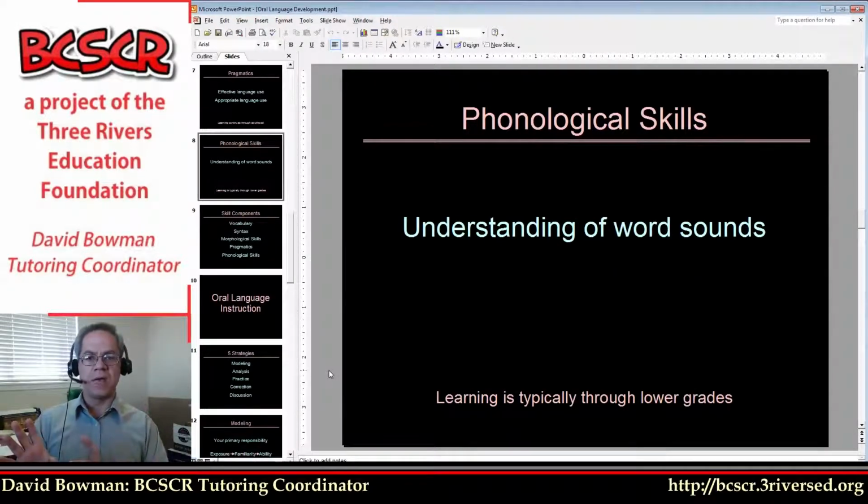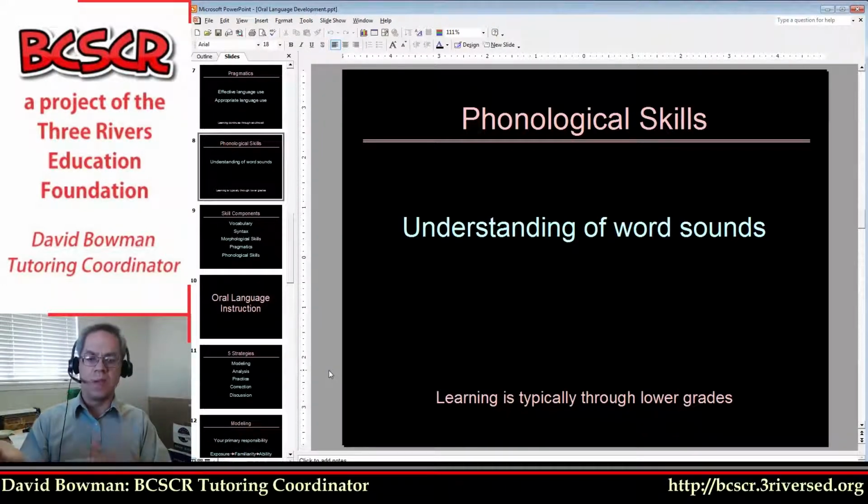Now, each of those areas, those first four areas, really, the learning in those areas continues throughout a person's life. With phonological skills, however, this is something we're generally dealing with in children's earliest years through potentially upper elementary school years. Because with phonological skills, we're really looking at being able to identify and make meaning from individual word sounds. We're talking about the sounds of the words here, not so much how the words interact and their appropriateness and all those other things, but can you identify the sounds?